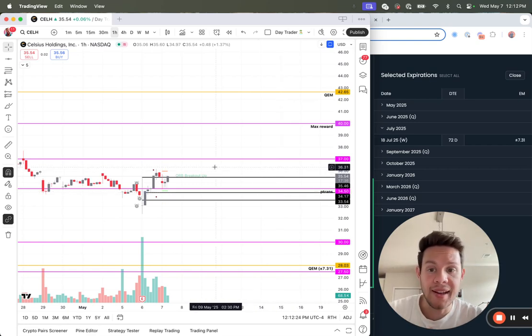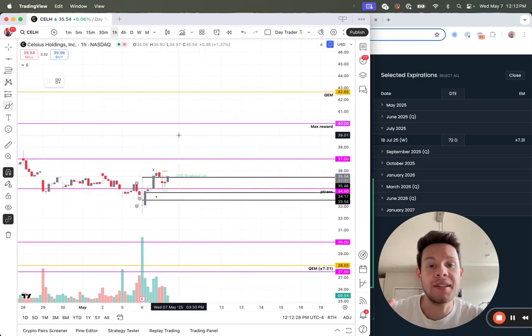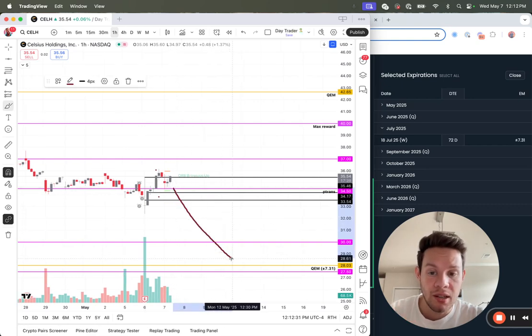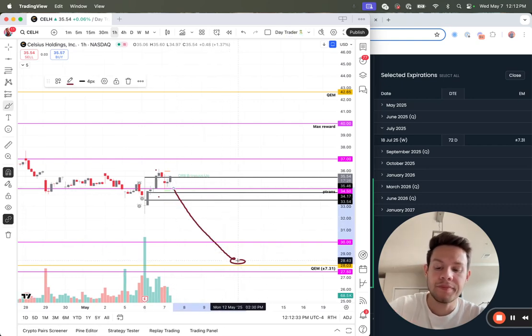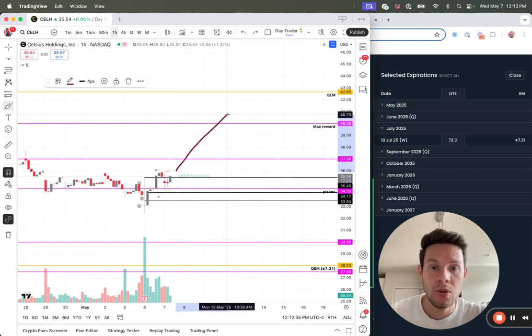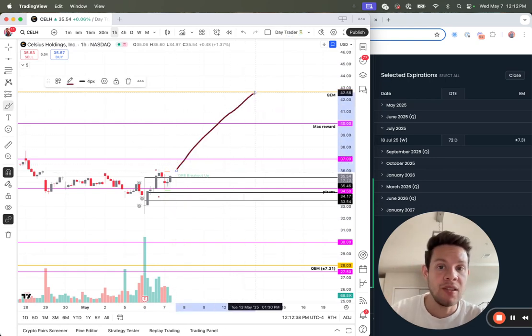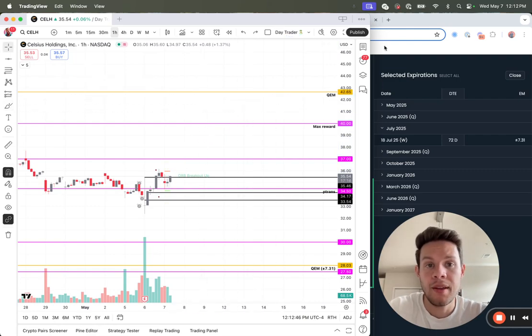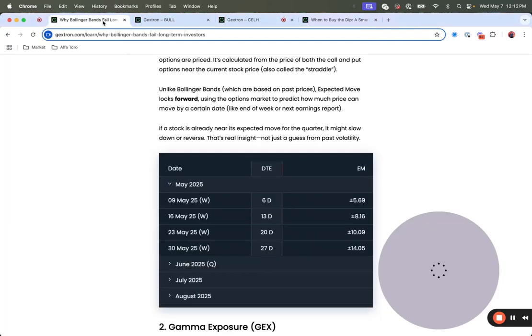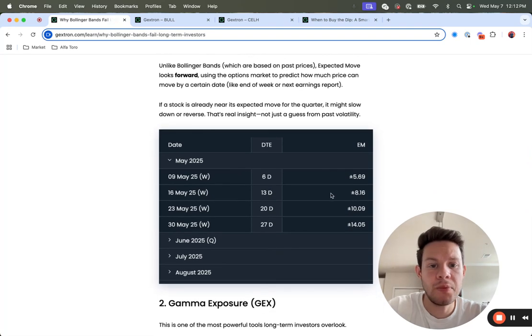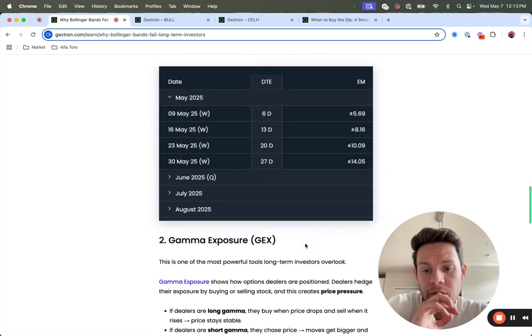So if I want to add, instead of using the Bollinger bands, which wouldn't be able to calculate this, I would just add around this area, or if it goes to the quarterly expected top first, I'm going to hedge. You could do all kinds of strategies, but hedging would be a smart idea. And just like you saw, this is what it looks like. In Gextron you can have the expected move for any expirations that are available.